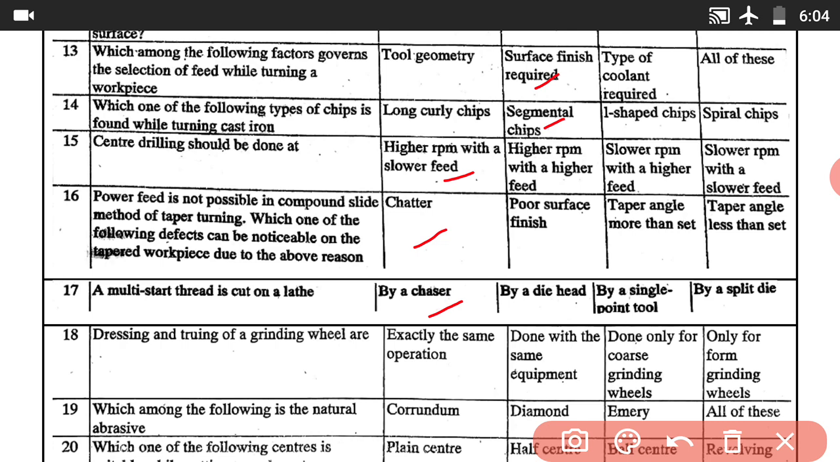Question number 18. Dressing and truing of the grinding wheel are dash. This question answer only for form grinding wheel. Answer D.